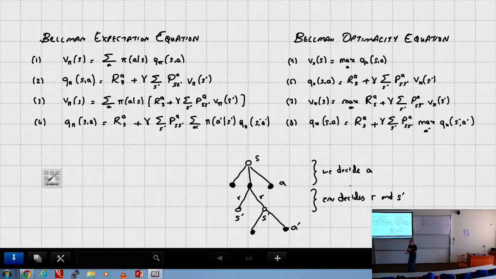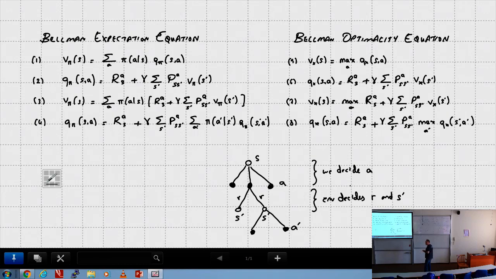So these are the Bellman expectation equations. All of them can be summarized by saying your long-term reward is the immediate reward you're going to get, plus the expected reward that the next state is going to give you. Any questions?